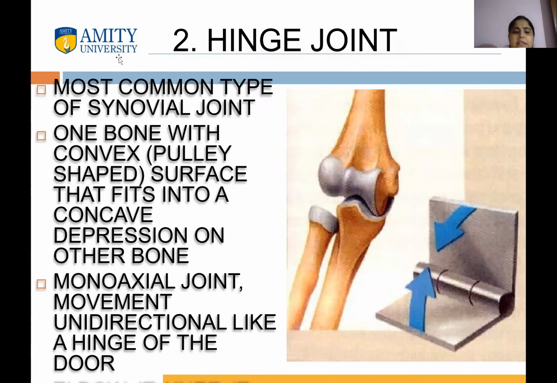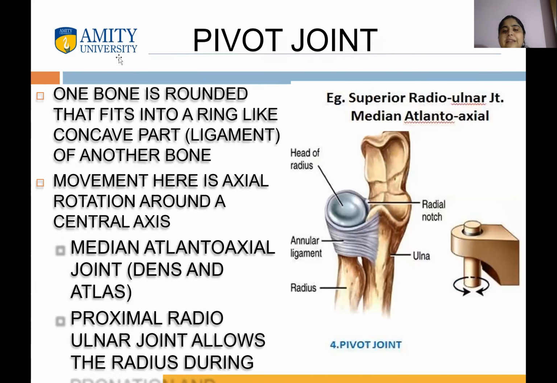Hinge joint is the most common type of synovial joint. One bone has a convex pulley-shaped surface that fits into a concave depression on the other bone, as depicted in the diagram. It is a monoaxial joint, where the movement is unidirectional like the hinge of a door. Then the pivot joint, for example the superior radioulnar joint or the median atlantoaxial joint. One bone is rounded and fits into a ring-like concave part of another bone. Movement here is axial rotation around the central axis.